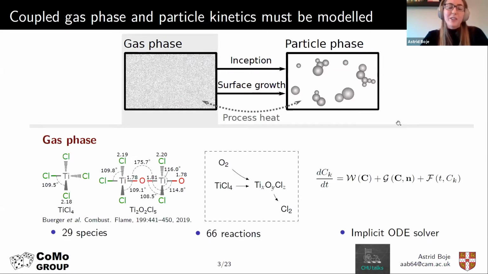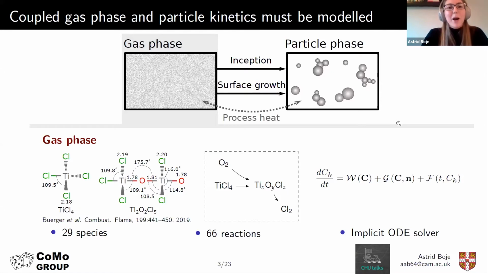First of all, the gas phase is described by a mechanism that has about 29 different gas phase molecules in it. And these go from the precursor, which is titanium tetrachloride, as well as oxygen, through various intermediate species that are titanium oxychlorides. And the way that the precursor is broken down and then oxidized is described by a set of 66 reactions that all occur in the gas phase. And this gives us a set of about 30 ordinary differential equations that is well suited to solving with an implicit ODE solver. And in particular, we use the backwards difference solver from the CVODE package, for anyone who's into numerics.